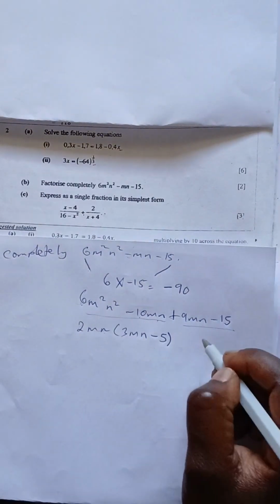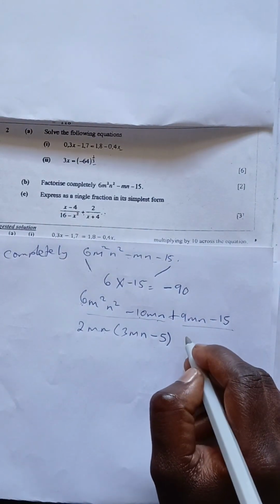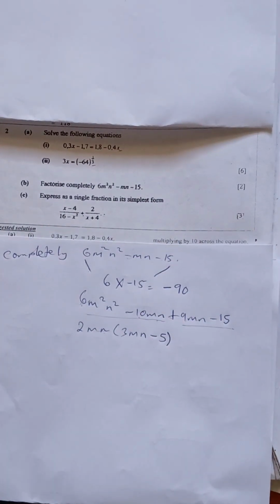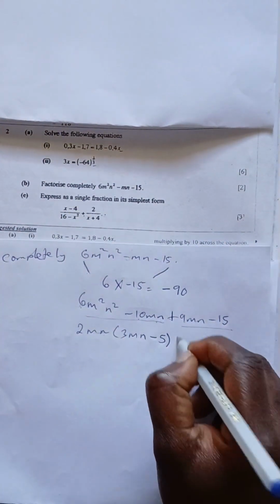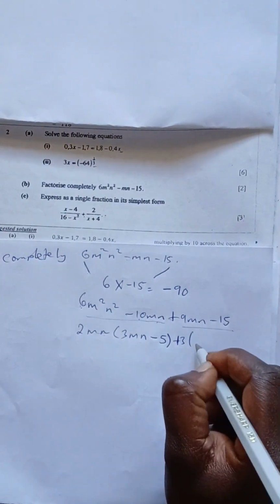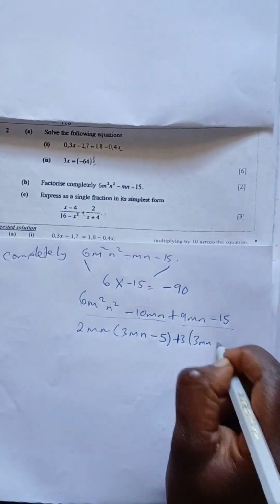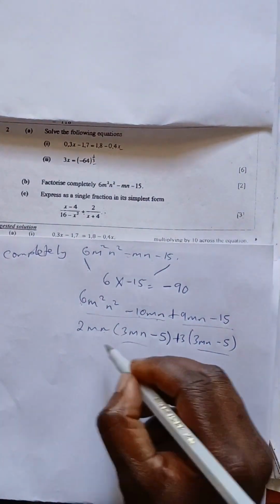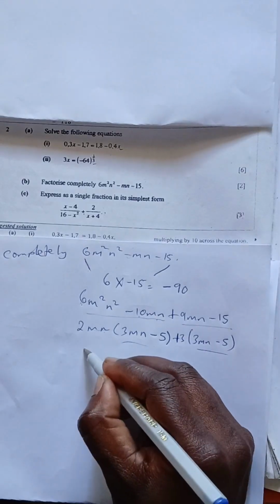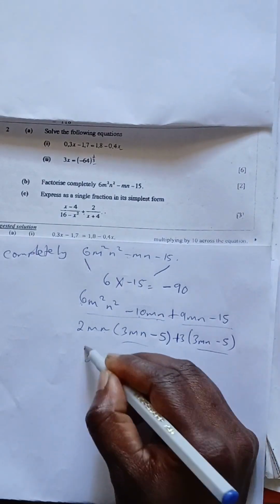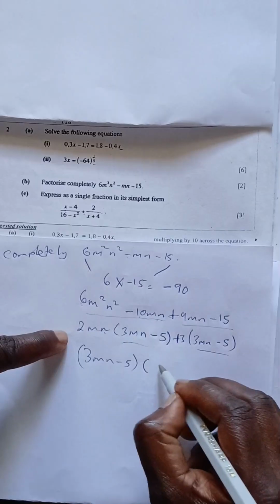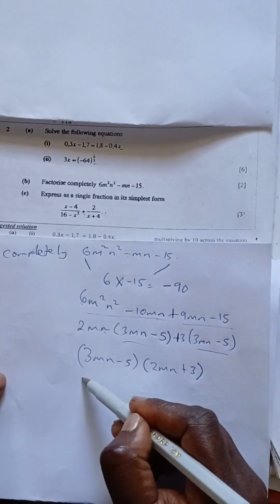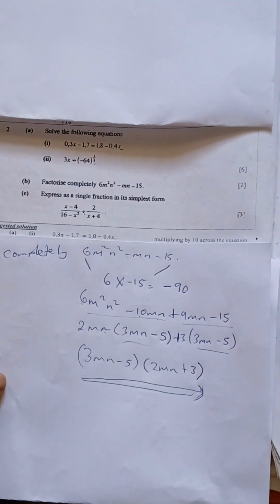Then from this part we have to factor out what? We have to factor out 3. So 3 into 9 we get 3 mn, minus 3 into 15 we get 5. So this one and this one are the same, right? So it means your final answer will be 3mn minus 5, bracket, you take this one and this one, 2mn plus 3. So we are done factorizing, right?